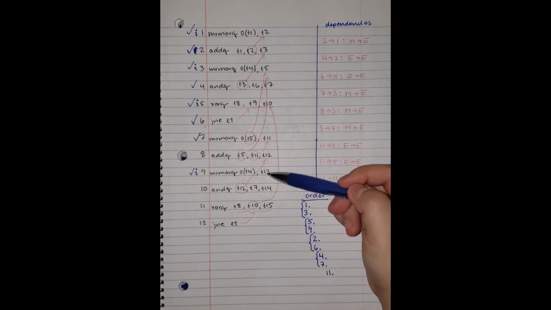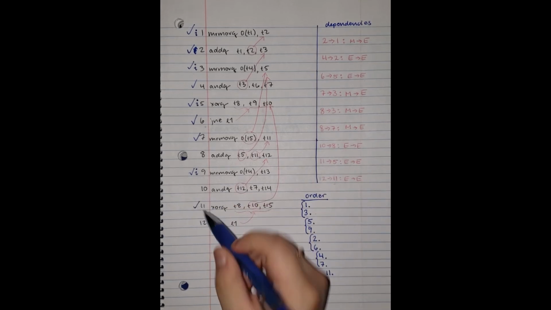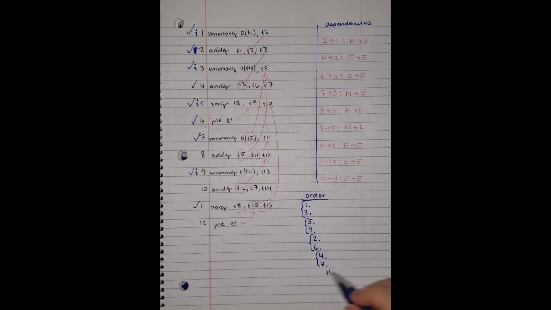Go back up to the top. 8 still can't be executed yet, and 10 also cannot be executed yet, and 12 cannot be executed either since it depends on 11. Now this is an interesting point. Even though we have a dual issue pipeline processor, sometimes we may not have instructions that we can run in parallel, which means 11 will be going on by itself in this cycle.